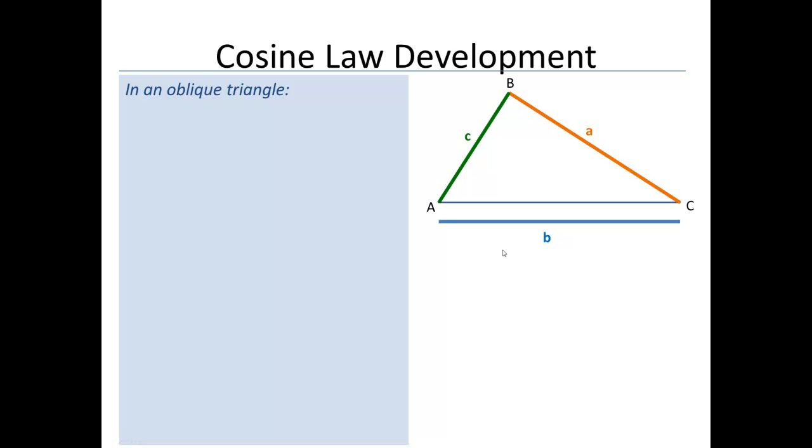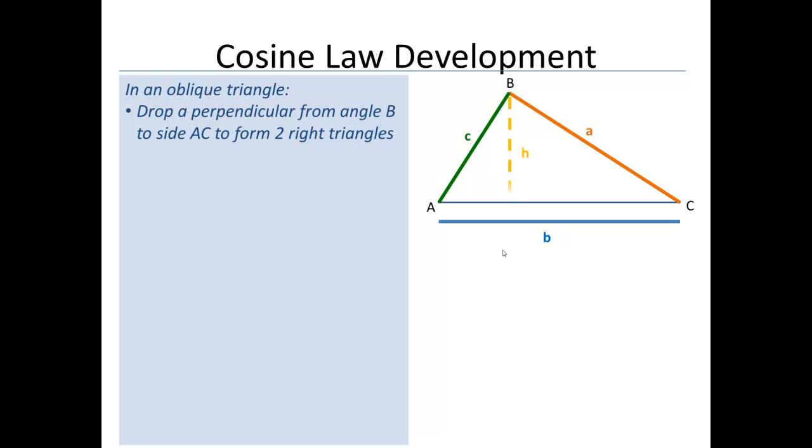We're going to do the same thing we did with the sine law, and we're going to drop a perpendicular from angle B to its opposite side. And remember again that we create two right triangles when we do this, one on the right and one on the left. And I'm going to call this point here D.